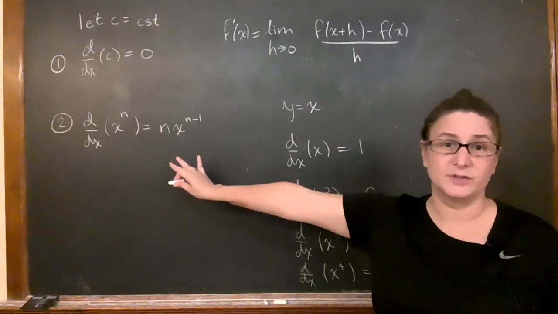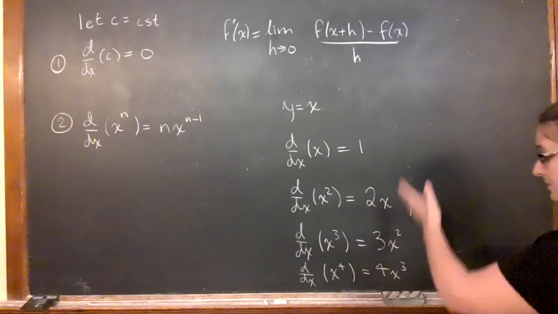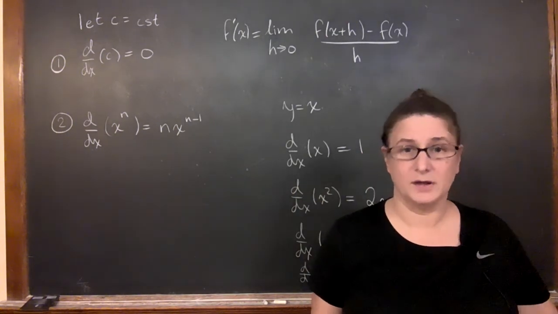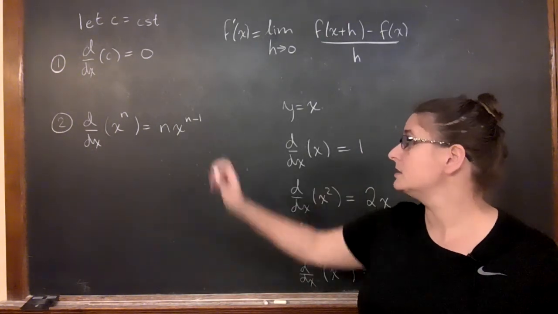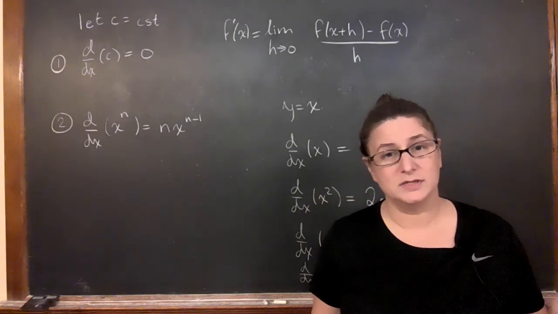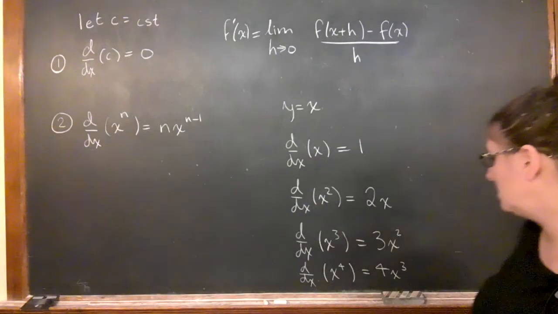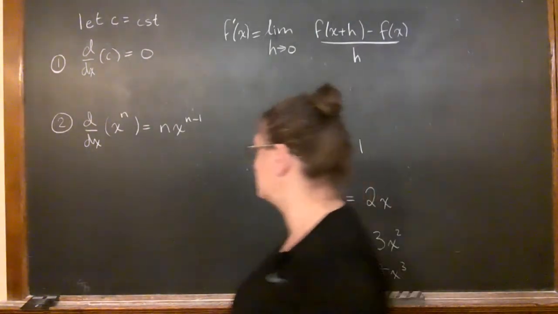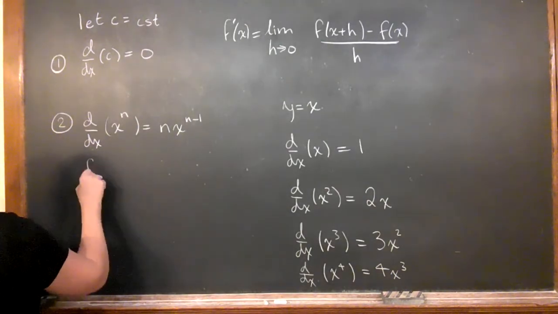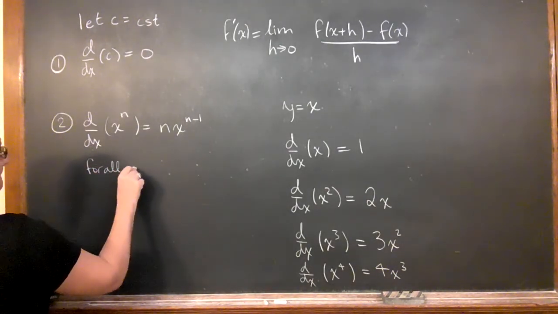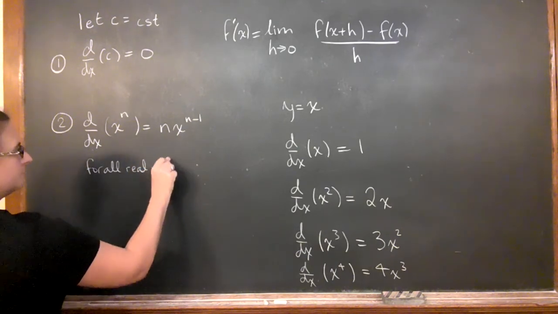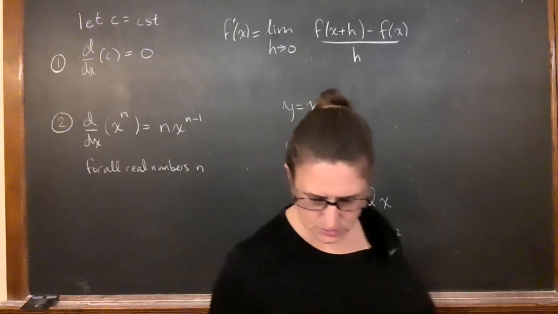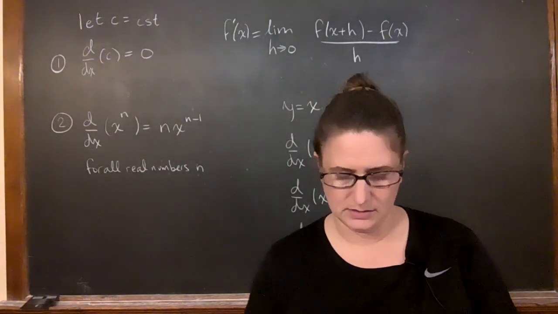Now, we do have to prove this. We just sort of observed this pattern, but in fact, we can prove this. I'm going to leave the proof of this for the extra materials. And it turns out that this is true not only for natural number n, but this is actually true for all n, all real numbers n. Which gives us a huge amount of things that we can take the derivative of. So that's kind of nice.